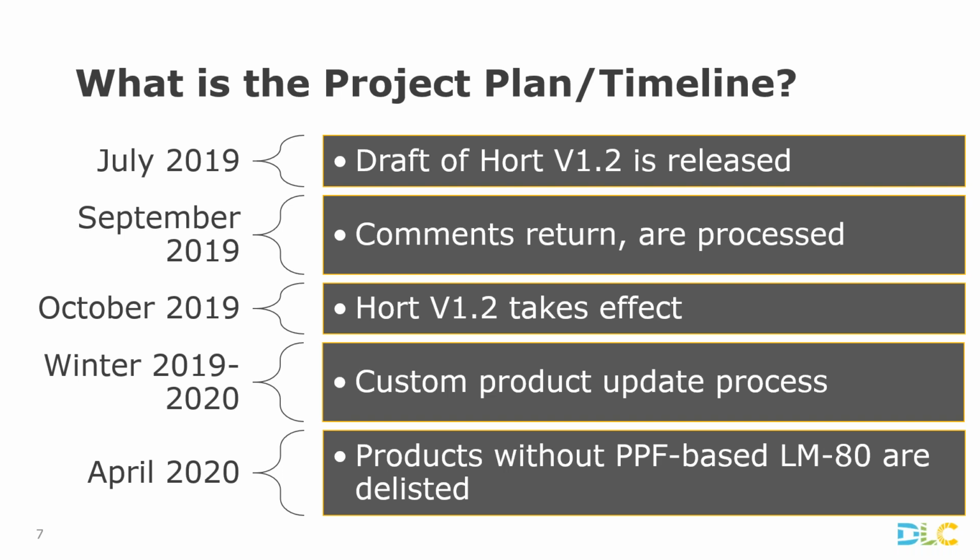And through the winter period of 2019 to 2020, there are some implications of what we're proposing, and that will require some product updates. We're going to be working through a customized product update process with those product owners through that period. We'll explain more about that in a little bit. But then the last real date that's kind of on the wall for this is that products without PPF or horticultural-based units for demonstrating their flux maintenance will be delisted starting in April 2020. And we'll speak more about this when we get to that section of the proposed requirements changes.